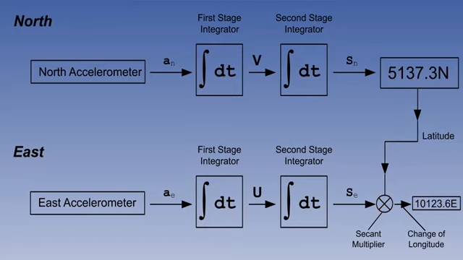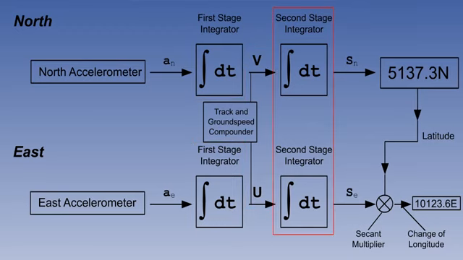Let's just sum up that data flow again, because we are going to use it to build on in a future lesson. We have a north and an east accelerometer. They sense every change of aircraft movement and pass it to first stage integrators. The first stage integrators continuously add up these accelerations, thereby converting them to velocities. The velocities are used to calculate track and ground speed, and they are also passed to second stage integrators, where they are converted to distance gone.